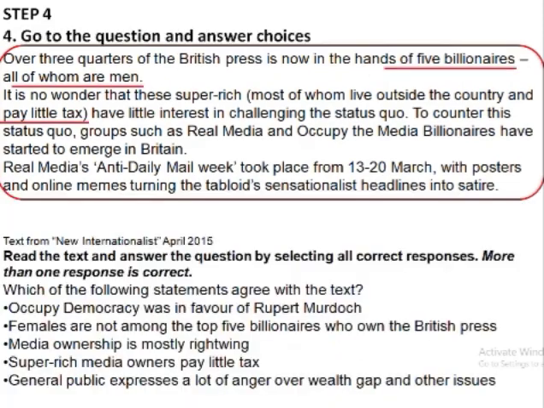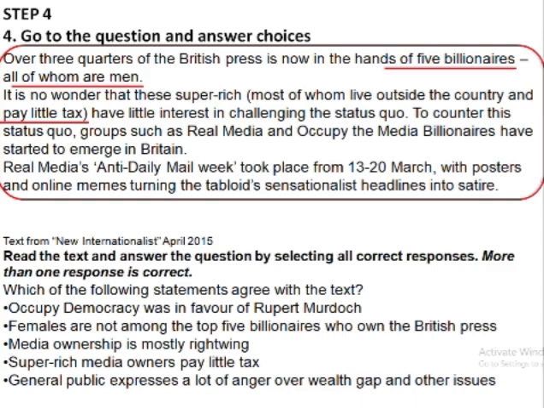Okay, now we'll move on to the question and answer choices, and we'll also focus on what is mentioned here that can help us in answering the questions. Now the first choice is Occupy Democracy was in favor of Rupert Murdoch. Nothing was mentioned, so we can't say anything. Females are not among the top 5 billionaires who own the British press. Yes, if you see in the first sentence, it is 5 billionaires, all of whom are men. So this sentence is correct. This choice is correct.